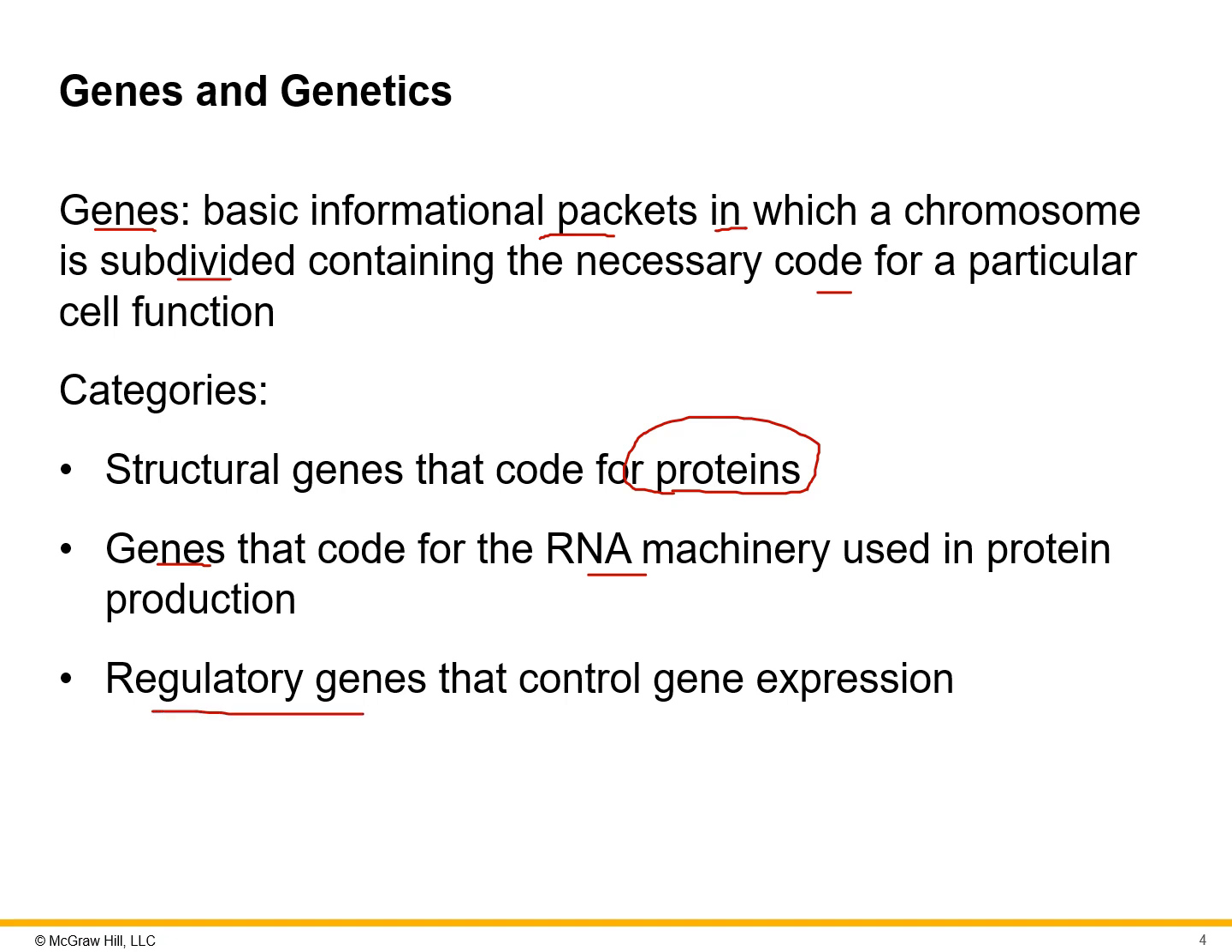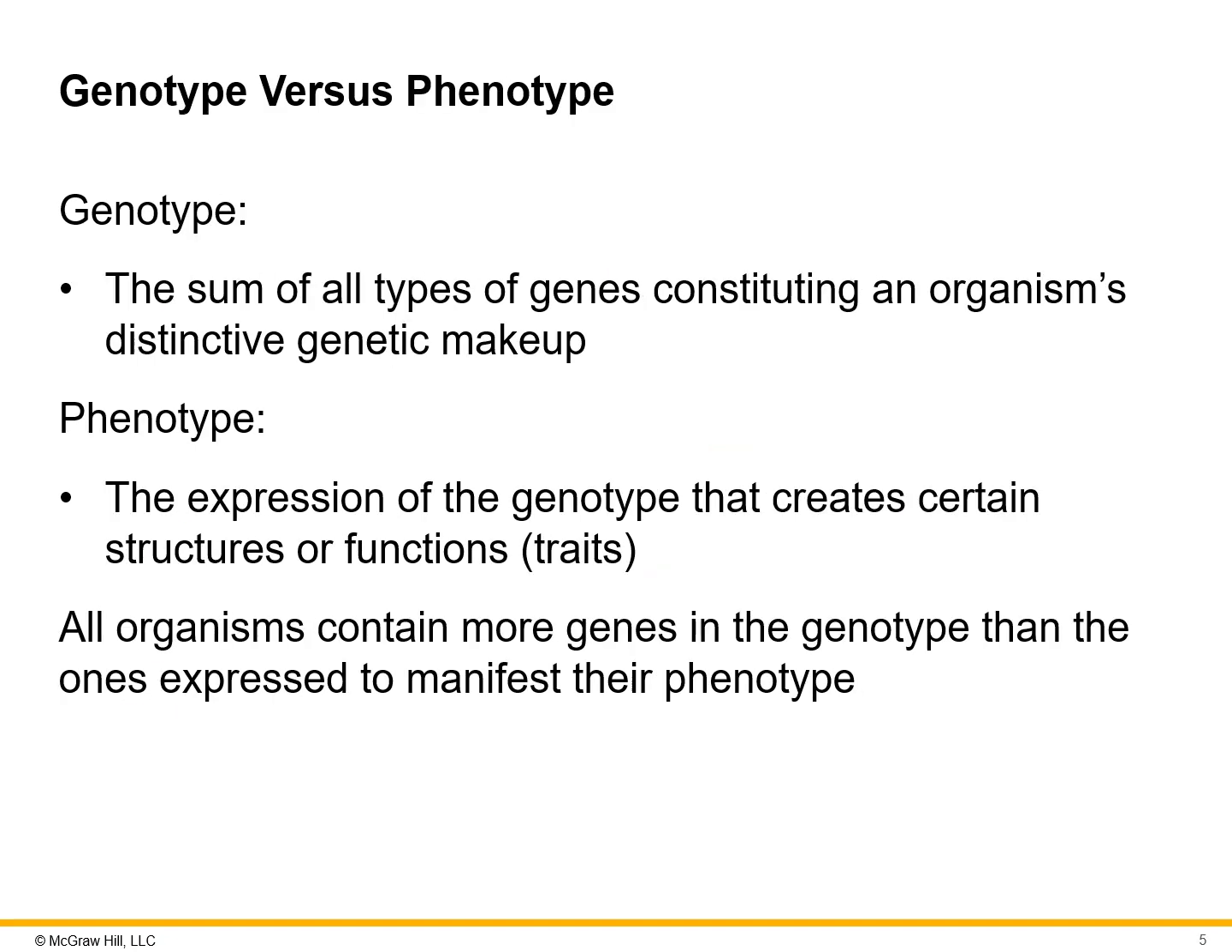But then some of them are also regulatory. So they're not actually making a protein, but they're controlling whether the genes get turned on or turned off. So again, we have structural genes, genes that directly lead to protein production, and we have regulatory genes.